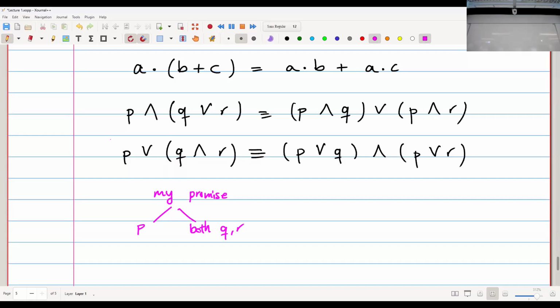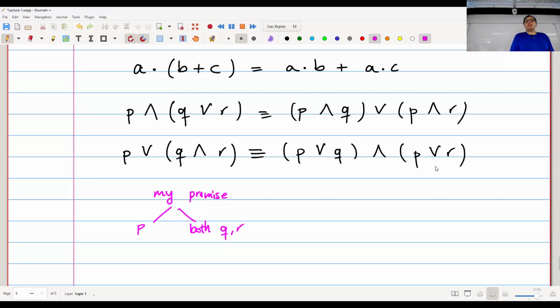So look at the promise on the left. If P holds, my promise on the left definitely holds. If P is true, I have kept my promise on the left. But if P is true, I have also kept my promise on the right because I have P in each of these parts. So both of these conjuncts are going to be true. So when I take their AND, that's also going to be true. Okay, so in the case where P is true, these 2 are going to be the same.